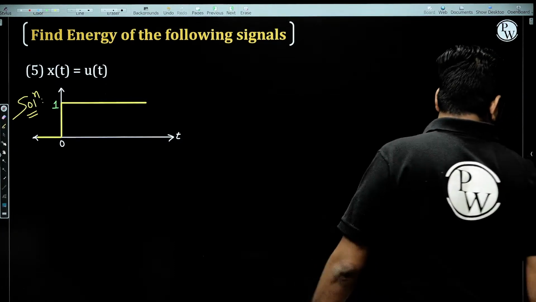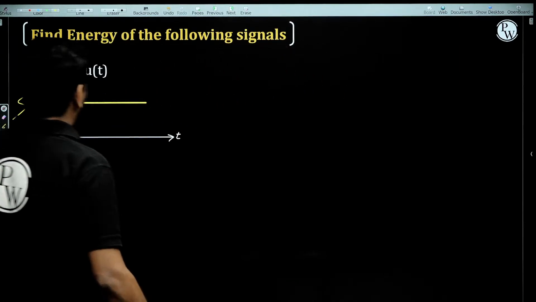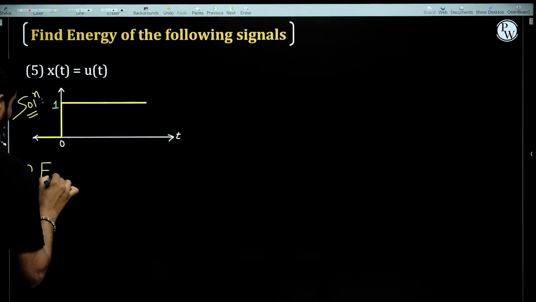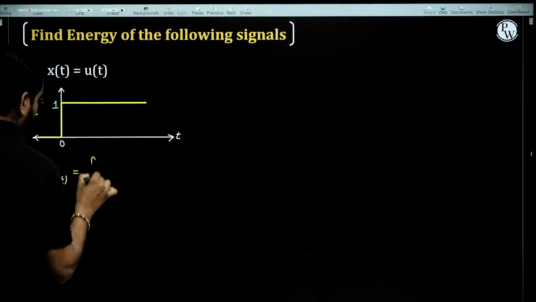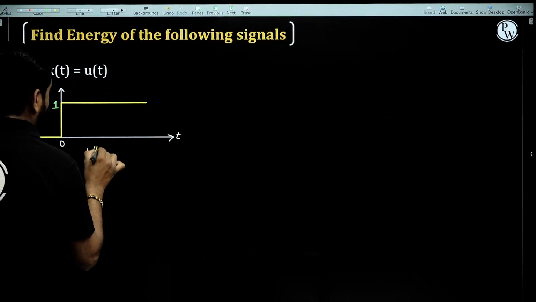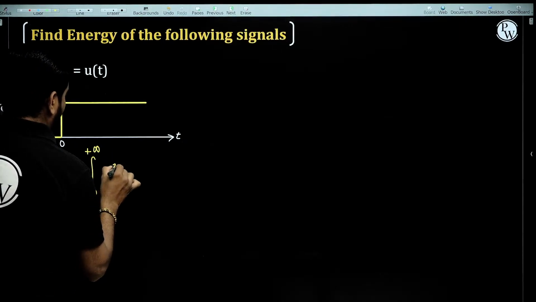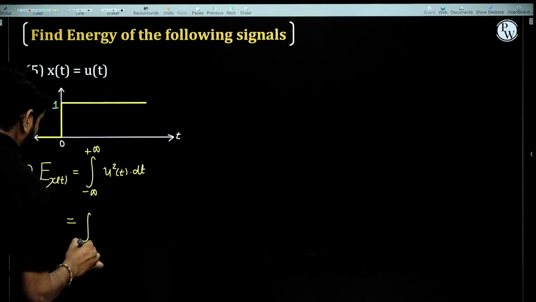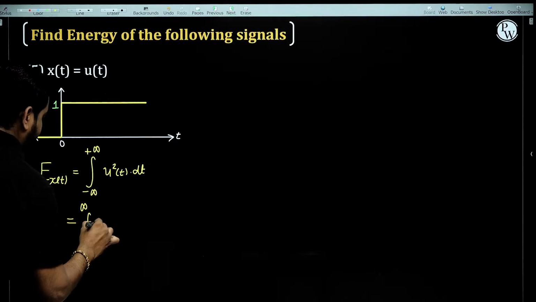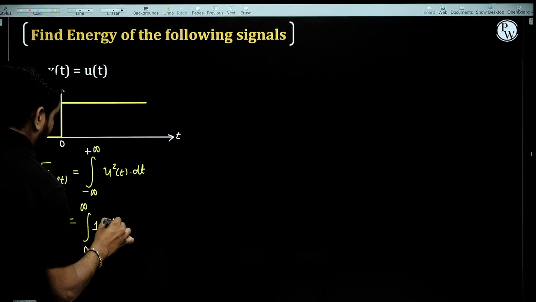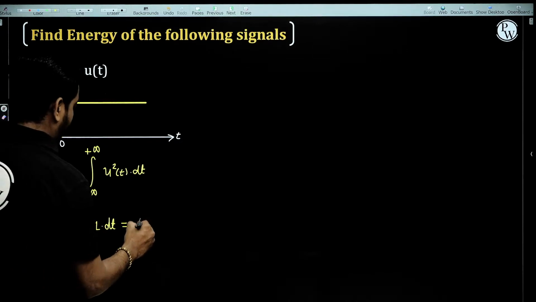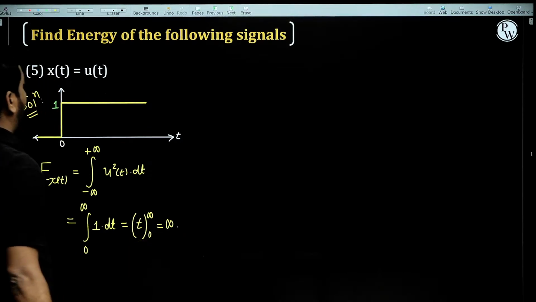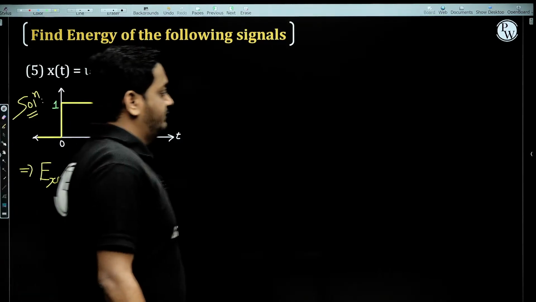So tell me the energy. Infinite, you are getting infinite. So let us see the energy of this signal. Integration from minus infinite to plus infinite of the square of u of t dt. Now the square of u of t is nothing but u of t. So integration 0 to infinite, u of t is equal to 1, dt. Correct? So it will be t from 0 to infinite. The answer is infinite, guys. Correct? So the energy of the unit step function is infinite.